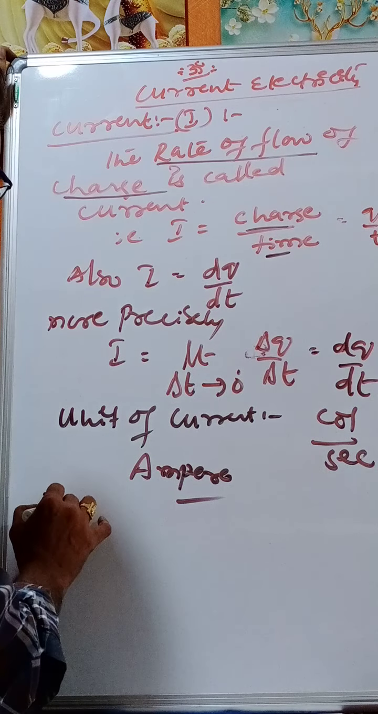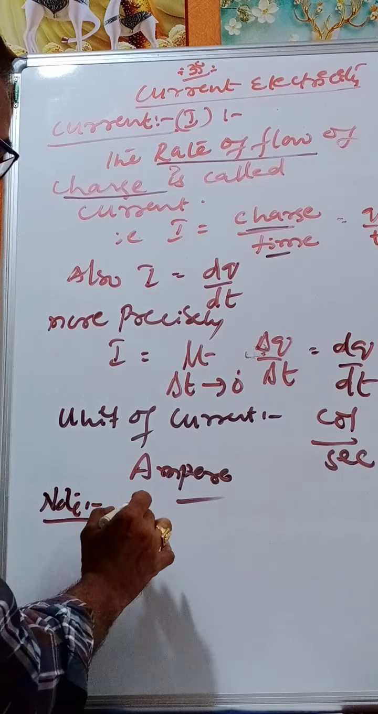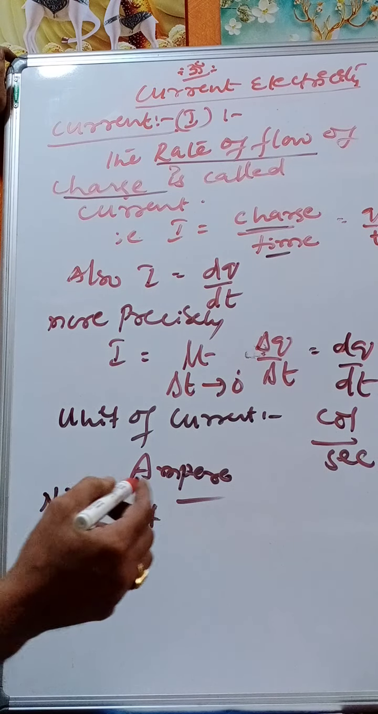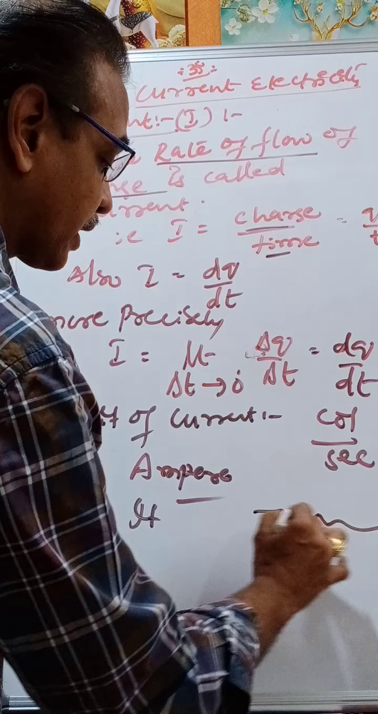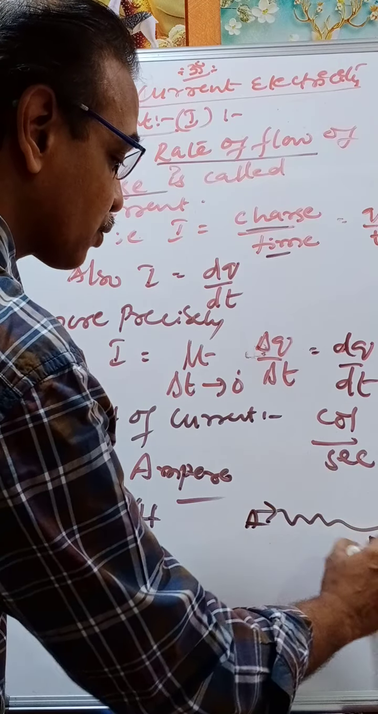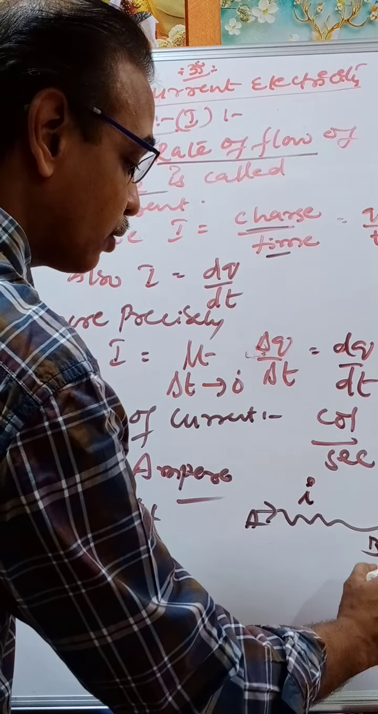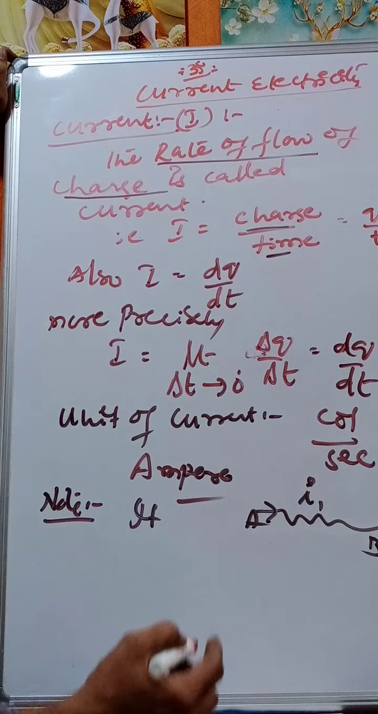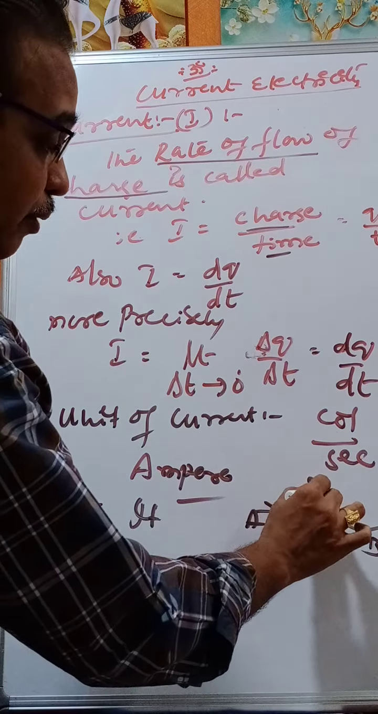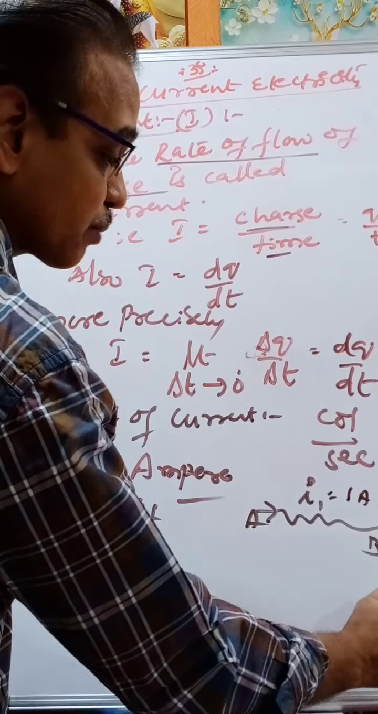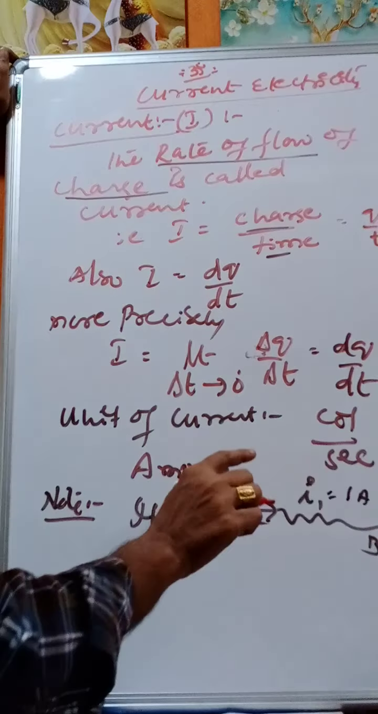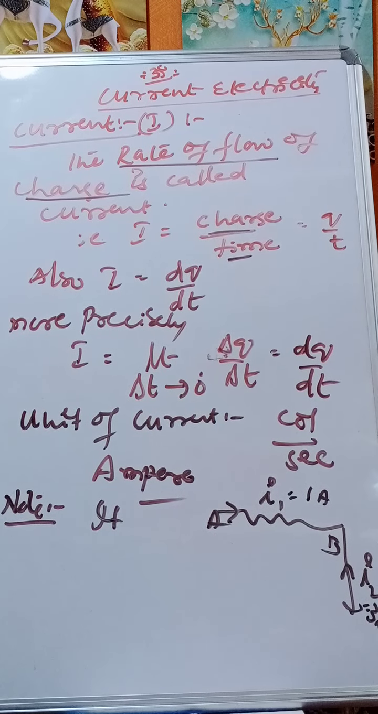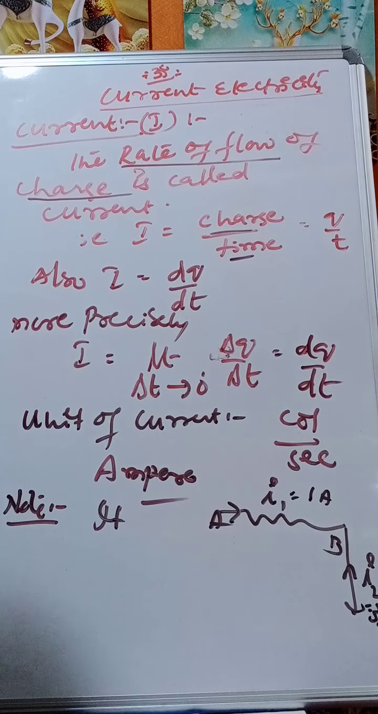Now, an important note. Is current a scalar or a vector? Suppose we take a circuit here, the current from A to B is flowing in this direction. From B to C, it is flowing in this direction. This is I1, this is I2. I1 is equal to, say, 1 ampere, I2 is equal to, say, 3 amperes. Now it has both magnitude and also direction. Then what can we say about the current? Is it a scalar or a vector?